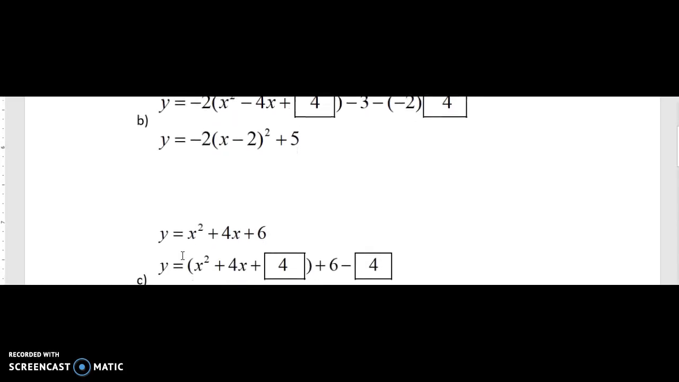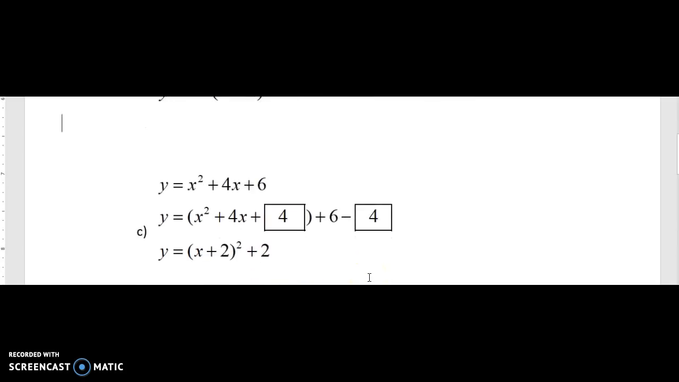Okay, so check your work here. To complete the square, first off, we group our first two terms. We're going to complete the square with half of the linear coefficient squared, which is 4, so I add my 4 and subtract my 4, clean everything up. You should have x plus 2 squared plus 2.